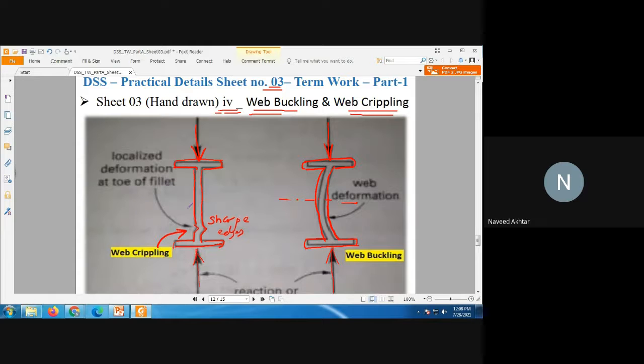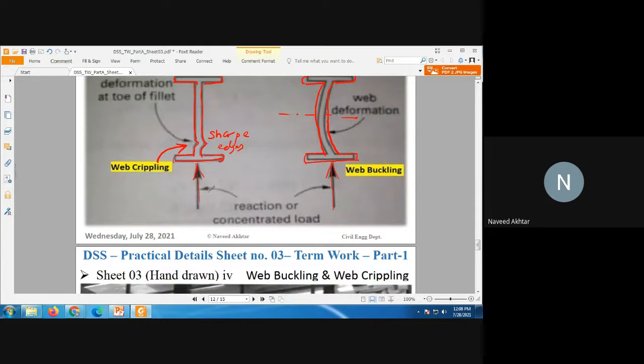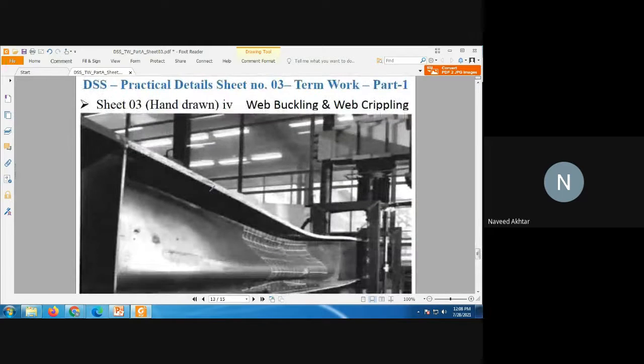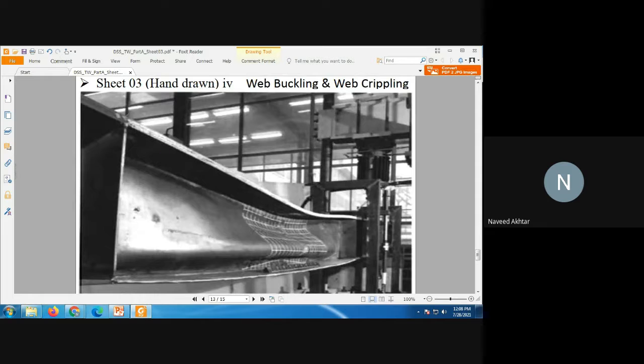Okay, so you can understand this, and then you can see this beam. You can see this built-up beam here. This is the top line.